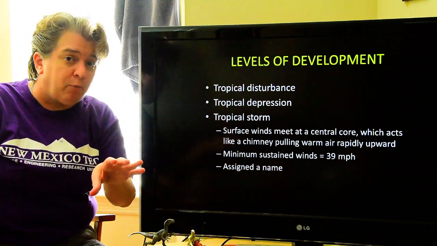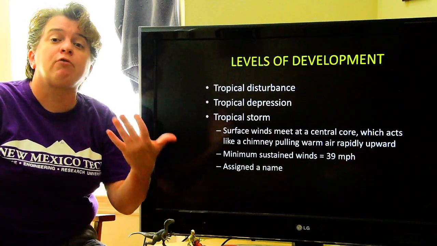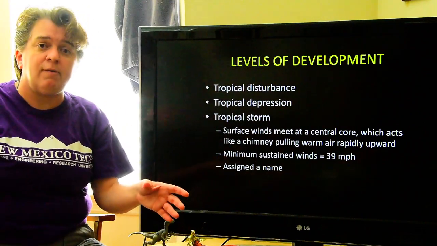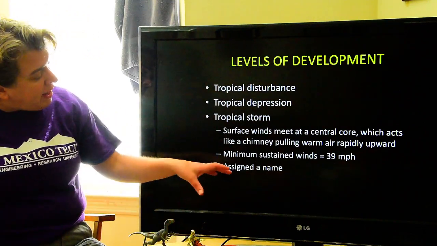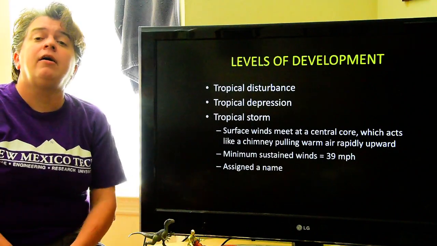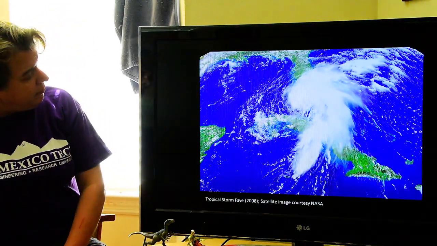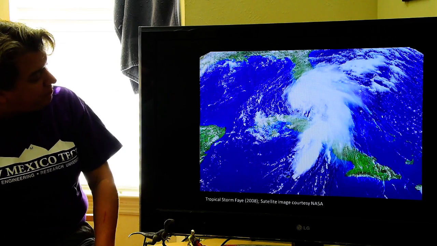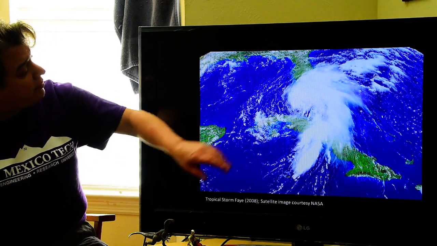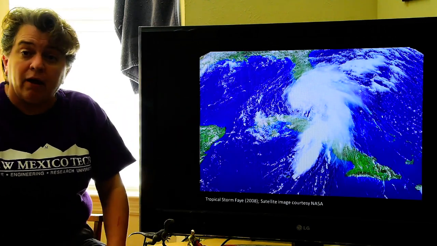Now that's the minimum winds. We can have gusts stronger than that. Sustained just means constant winds. At this point, it's assigned a name. And right here, this is Tropical Storm Faye back in 2008. And that's what it looked like.